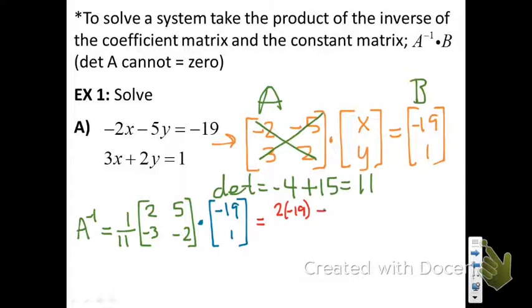And then I'm going to add 5 times 1. That's that first row. And then I take the negative 3, the bottom row, times the column. So negative 3 times negative 19 plus negative 2 times 1. And don't forget that I do have that scalar out front. So I'm going to change that a little. Make a little space for that 1 over 11.